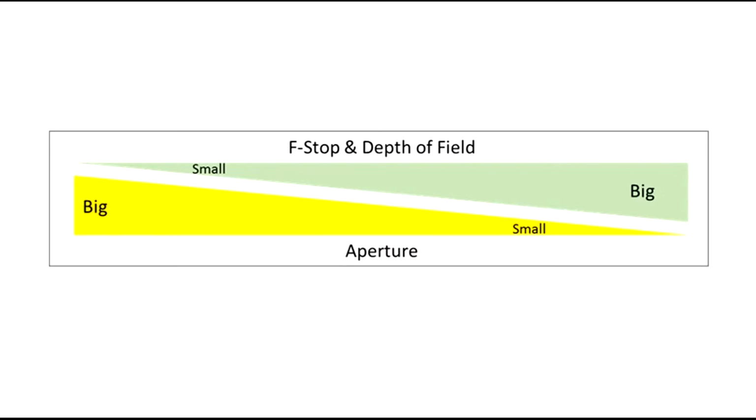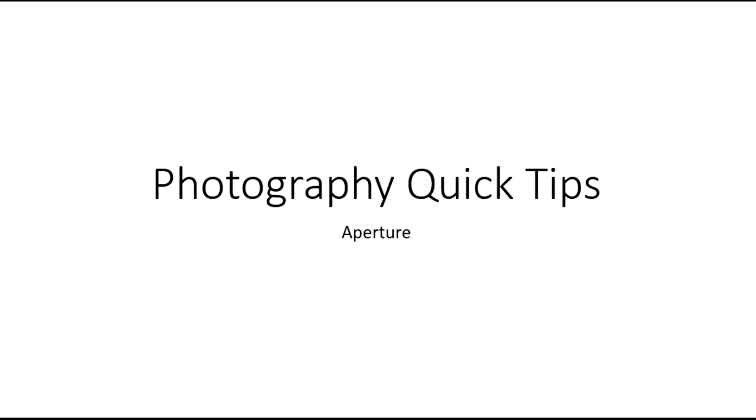So a small f-stop number means it's a big hole, it's a big aperture. But a big f-stop number means it's a small aperture. If you've got a small f-stop, you've got small depth of field or low depth of field. If you've got a big f-stop number, you've got a big, high depth of field. Hopefully that makes some sense and it's helped to explain aperture to you.